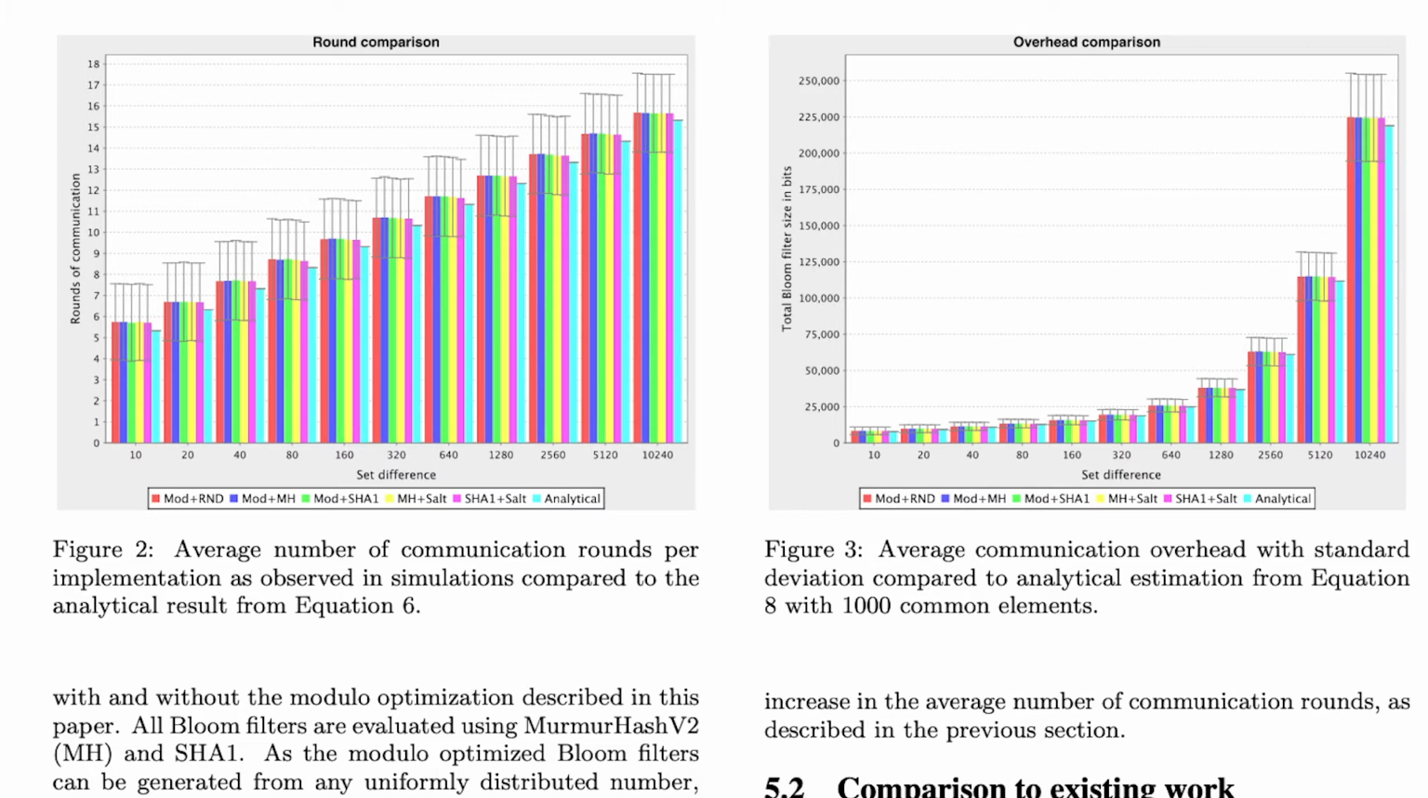The authors of the paper implemented and evaluated the algorithm. They compared the number of rounds and the communication overhead for varying different set difference sizes, from sets that are different by just 10 elements to sets that are different by 10,000 elements. And we can see in the evaluation that the number of rounds and the communication overhead scales quite nicely as the set difference increases. Overall, I really enjoyed reading this paper.